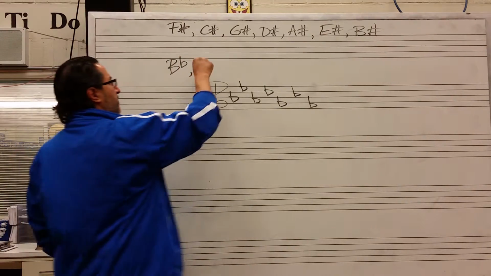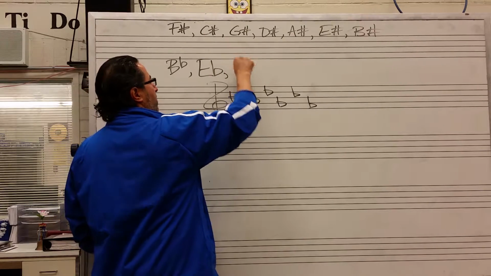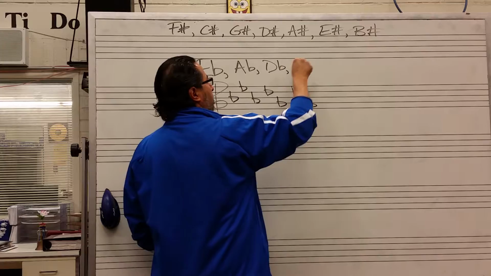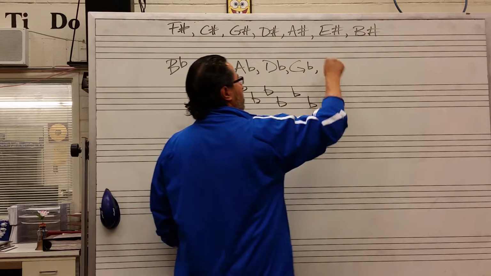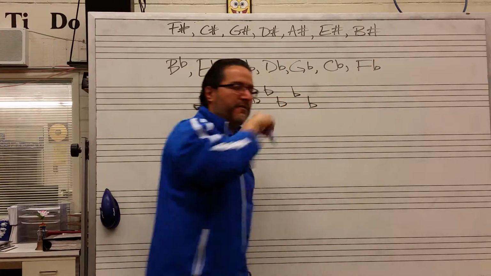So, the order of flats will always be like so. B flat, E flat, A flat, D flat, G flat, C flat, and F flat.